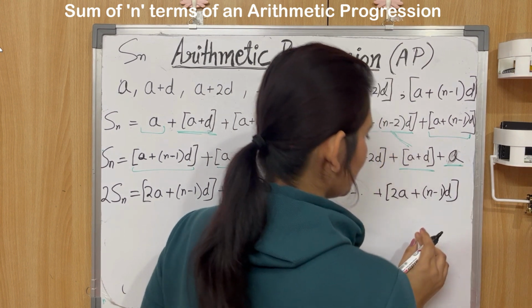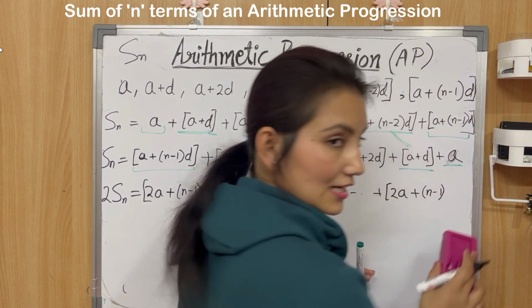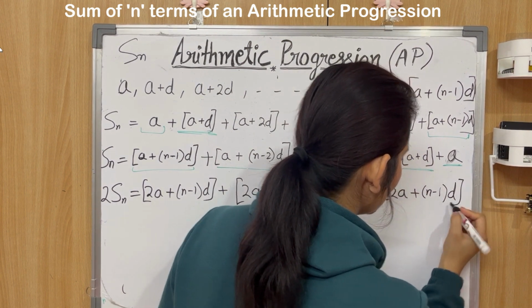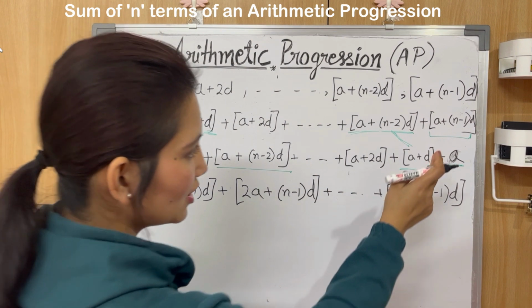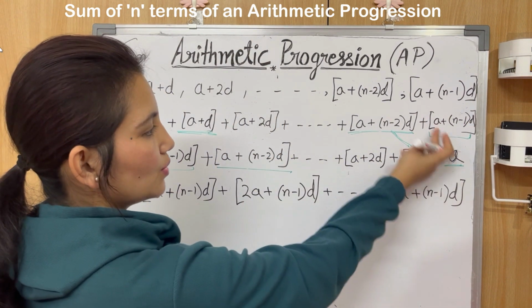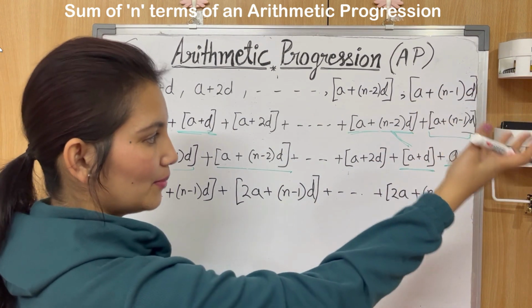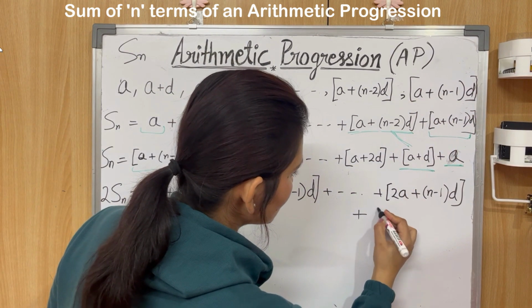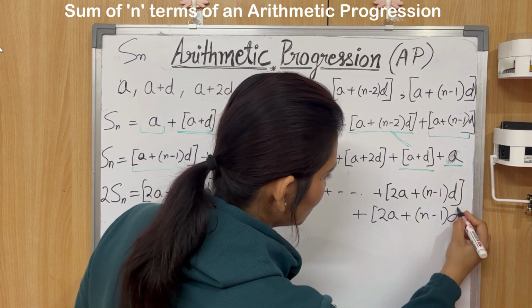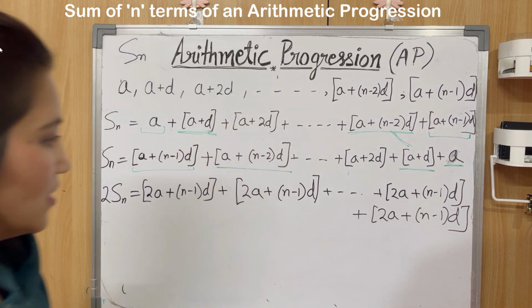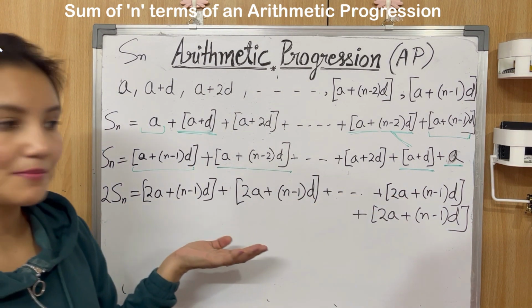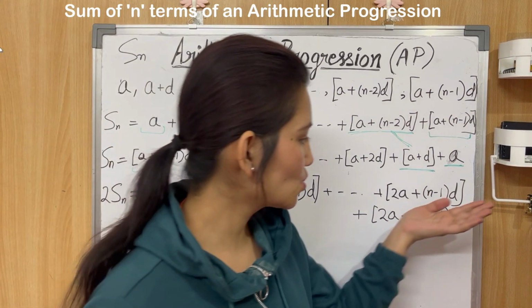Okay, is this clear? I just hope it is clear. Now this is the second last term, and for the last term it is a plus n minus 1 d plus a. So 2a plus n minus 1 d. So this is the last term, 2a plus n minus 1 into d. Do you see? All the terms that we have obtained are 2a plus n minus 1 d, 2a plus n minus 1 d, and so on.